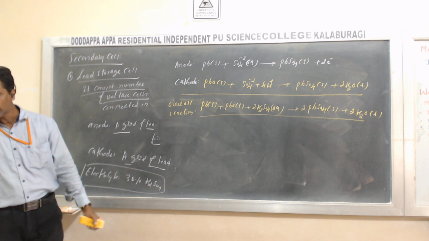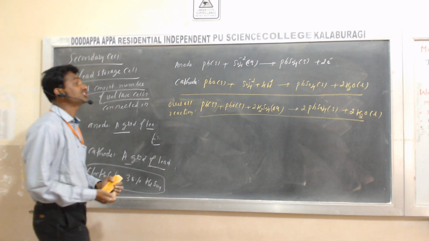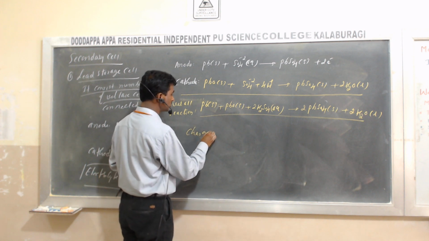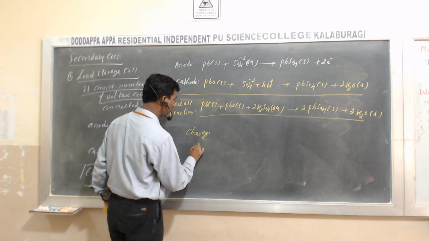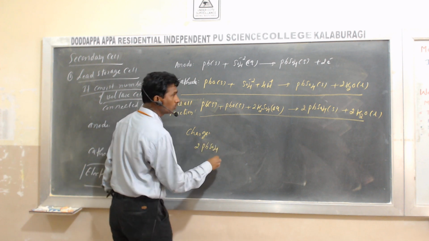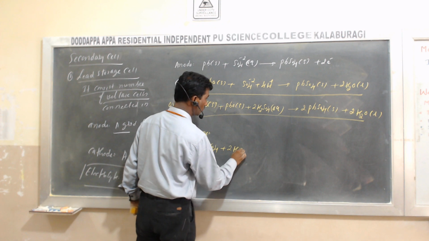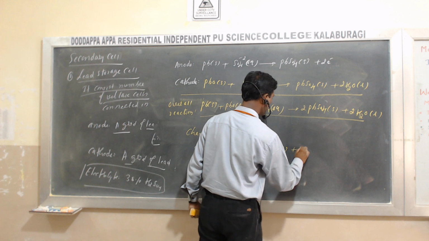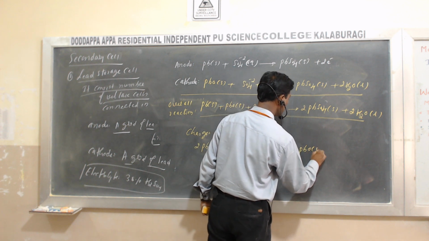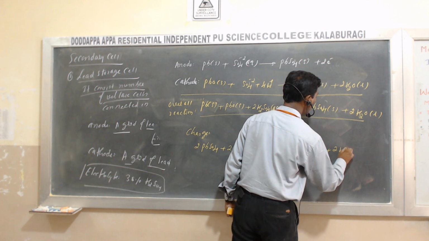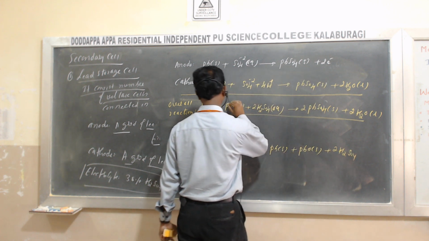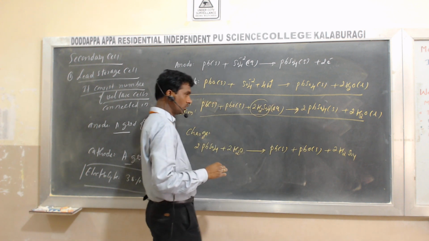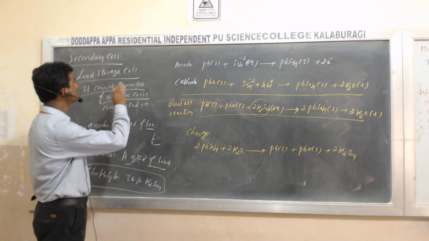This is the reaction that takes place during discharge of the battery. What about charging of the battery? Suppose the current is off and now the charging takes place. The reverse reaction: 2PbSO4 plus 2H2O gives rise to Pb solid plus PbO2 solid plus 2H2SO4. So during the discharge of the battery, H2SO4 is consumed.